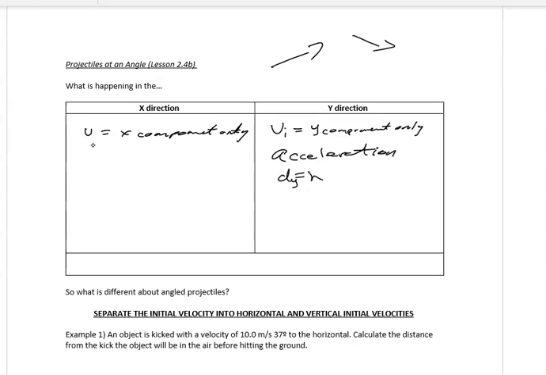So you're going to be using your acceleration formulas for the y. In the x direction, there is no acceleration, so you're using v equals d over t because it is uniform. It's just that the velocity here is the x component of that initial velocity. Again, as always, time is the same for both.